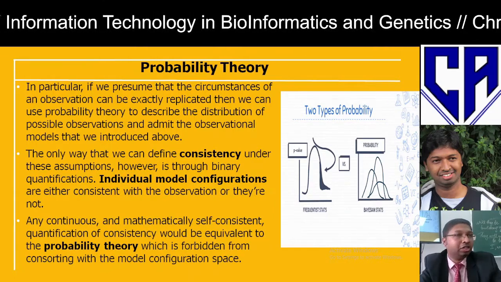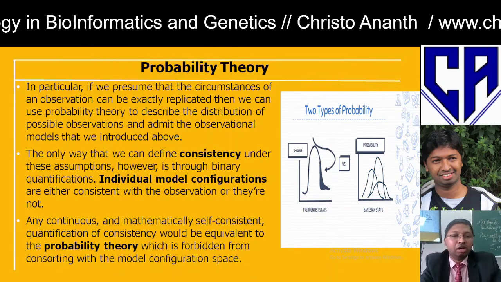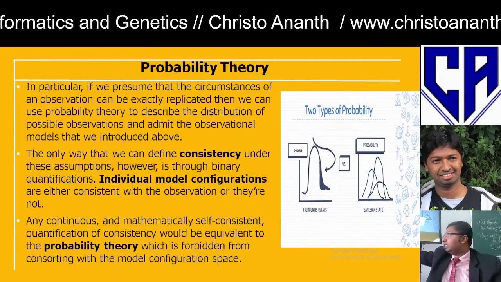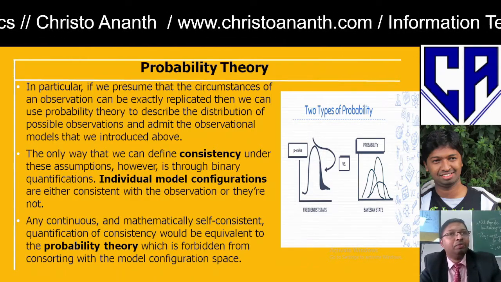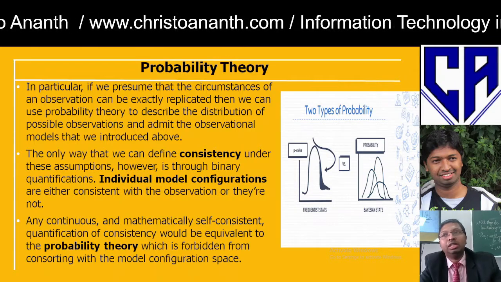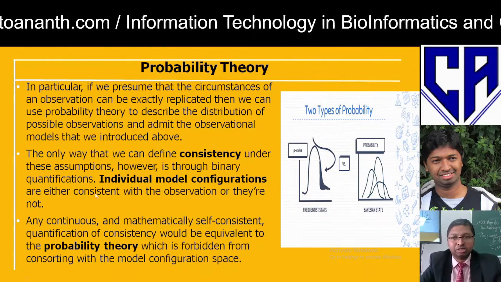So we will have individual model configurations which are consistent with the observation, or maybe we can have something similar in the case of probability theory, where we tend to model the observational space. Okay, we will have the model configuration space.